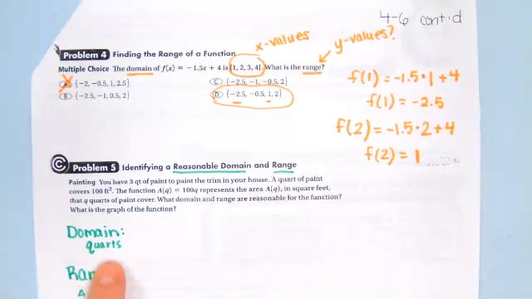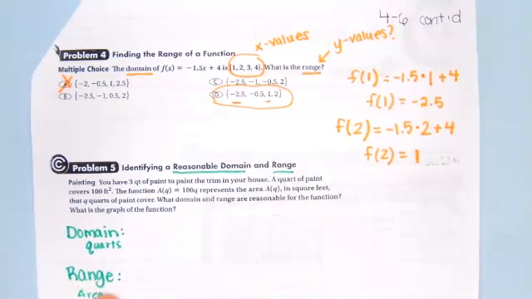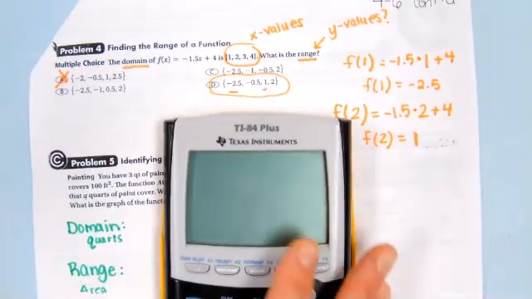Quarts of paint. Can you have negative quarts of paint? No. So we know that there's not going to be any negative numbers. Can you have half quarts of paint? You can have half quarts of paint, can't you? All right, let's graph it a second and look.